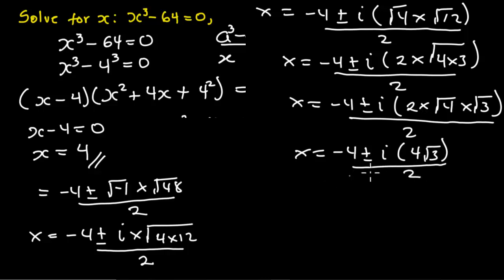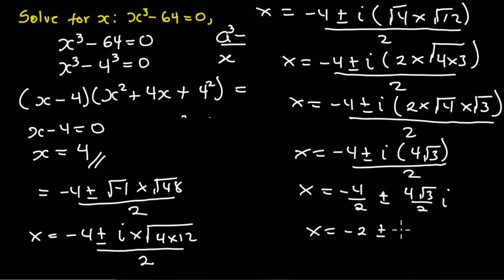And from here we can rewrite this as x is equal to negative 4 over 2 plus or minus 4 root 3 all over 2 multiplying i. And so x will be equal to negative 2 plus or minus 2 times the square root of 3 i. So the value of x from this equation, now let me clean this side.